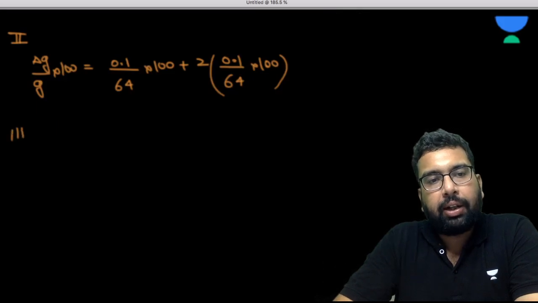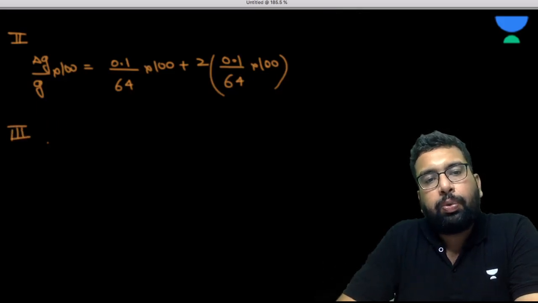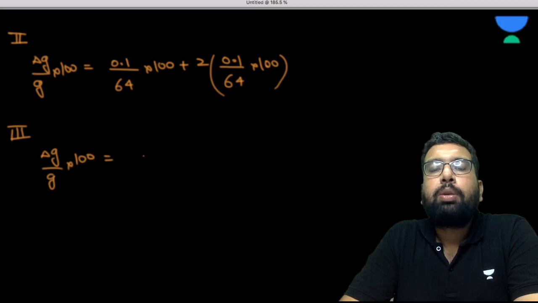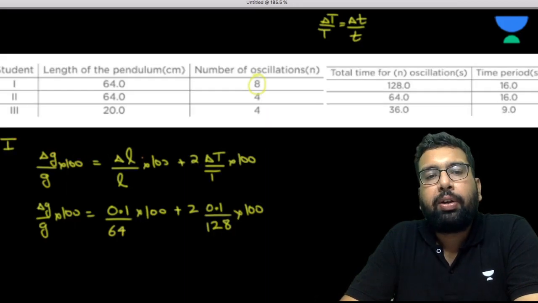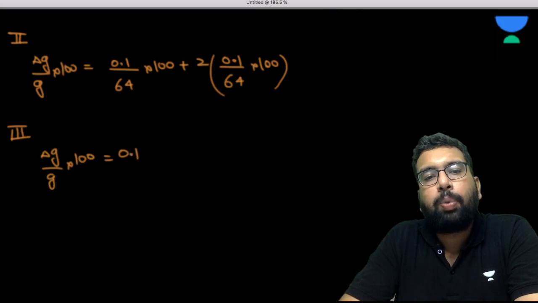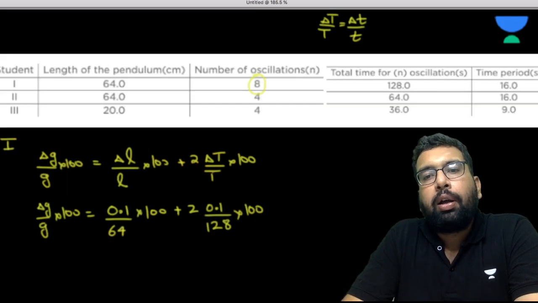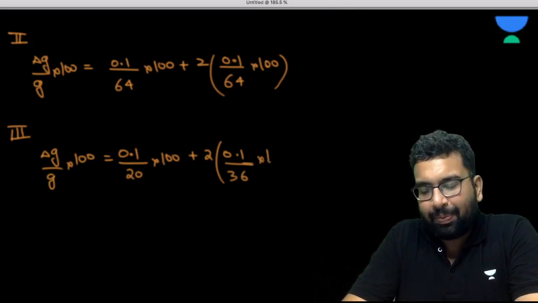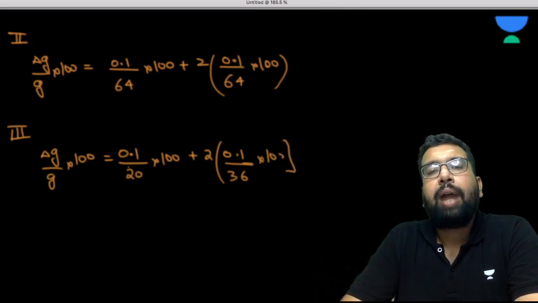Now in the third one, for the third one, I can write delta g by g into 100. Again, it is equal to delta L by L into 100 plus 2 times delta T by T into 100. So for him, again, the delta L is 0.1. The L is 20 into 100, plus 2 times 0.1 upon 36 into 100.